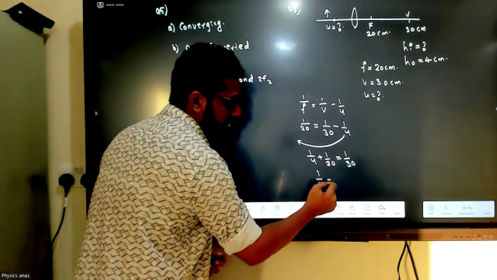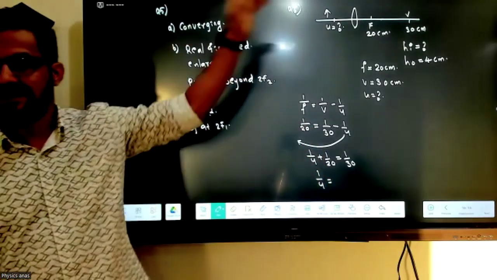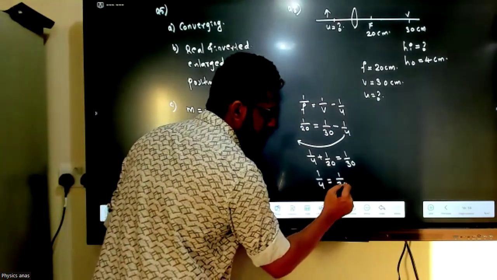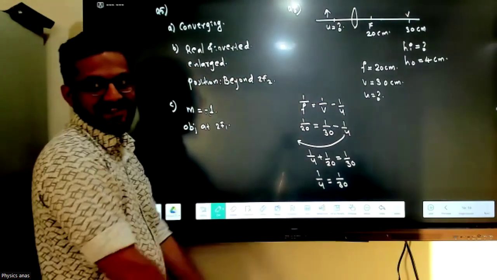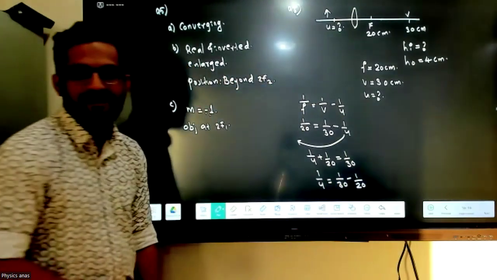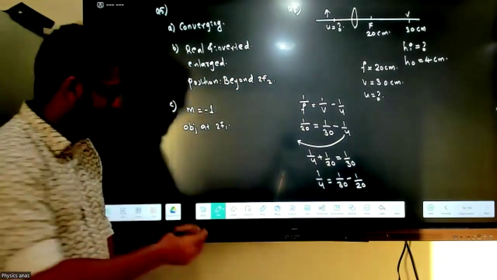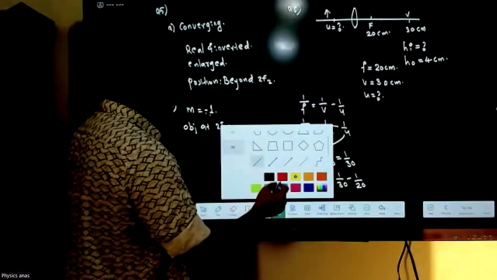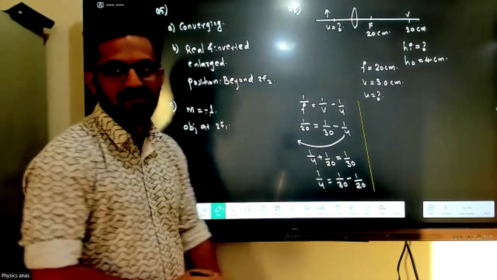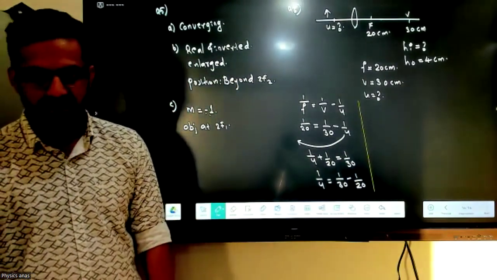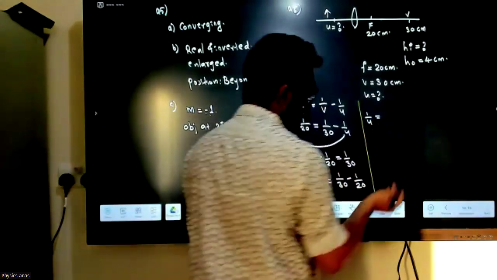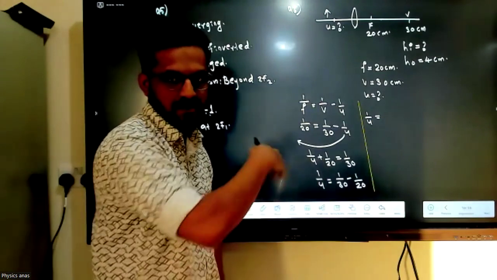And if you need 1 by u, you can bring this 1 by 20 to the other side. You have already 1 by 30 there. If you are bringing 1 by 20 to the other side, what will happen? That will be minus 1 by 20. Be careful on doing the conversions and bringing the terms to the other side of the equation. Always be careful. This will give you 1 by u. Now, what is 1 by u? You can cross multiply it.